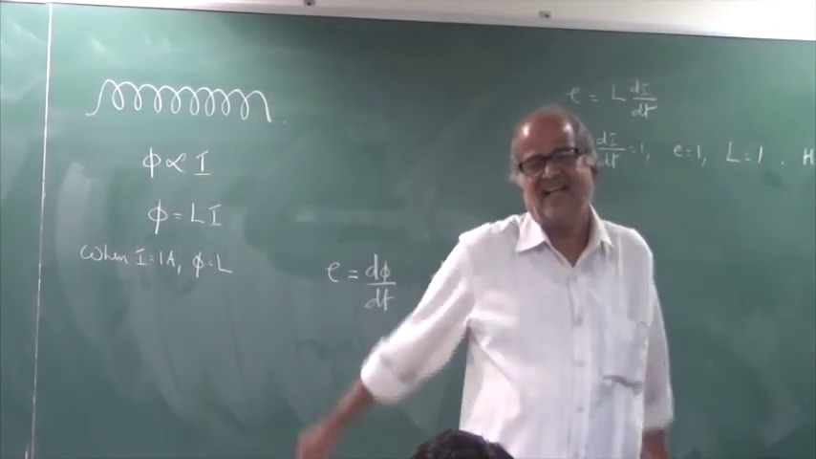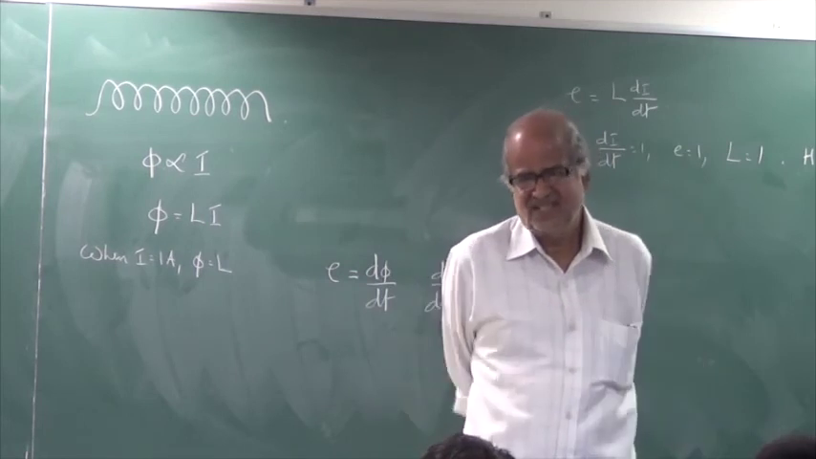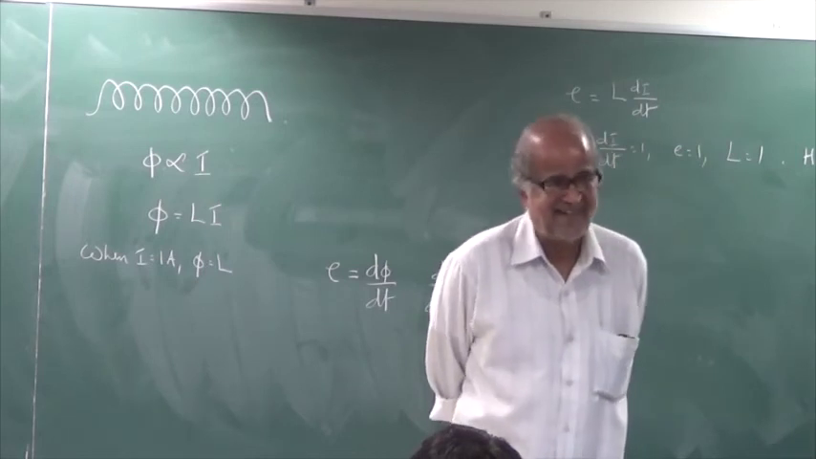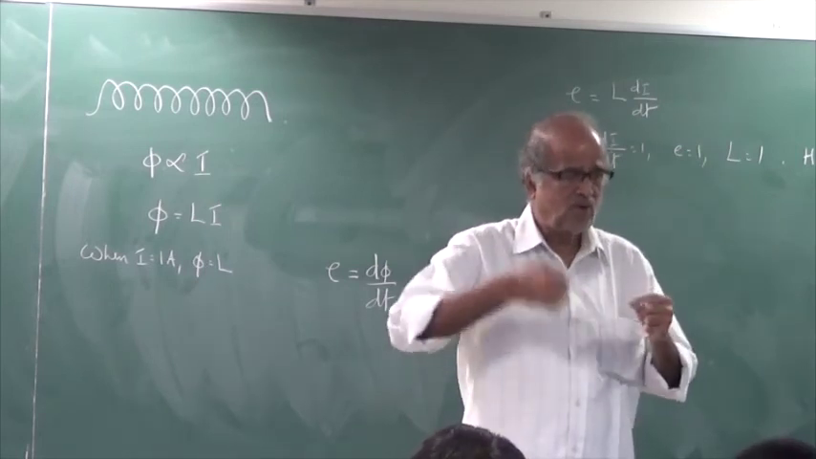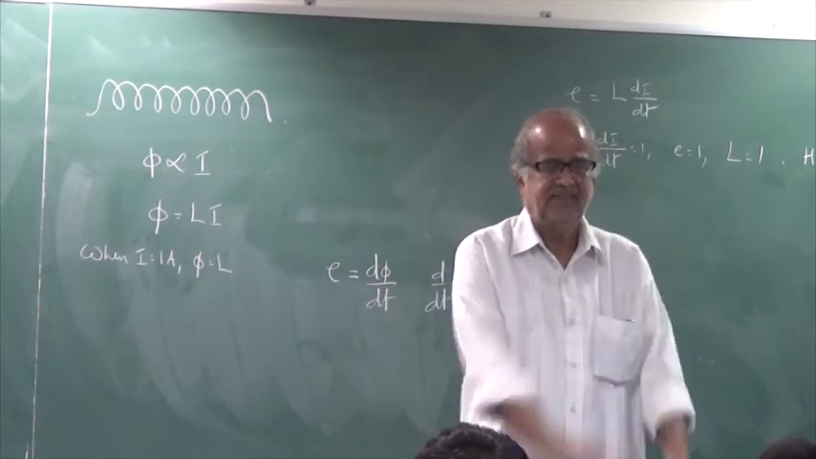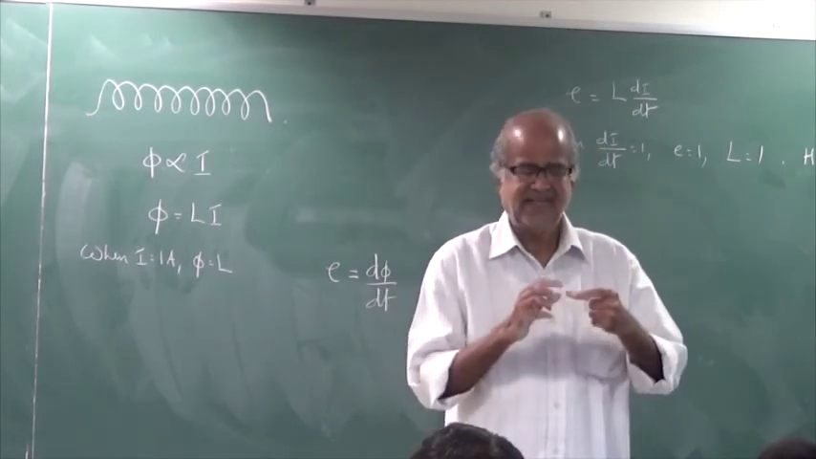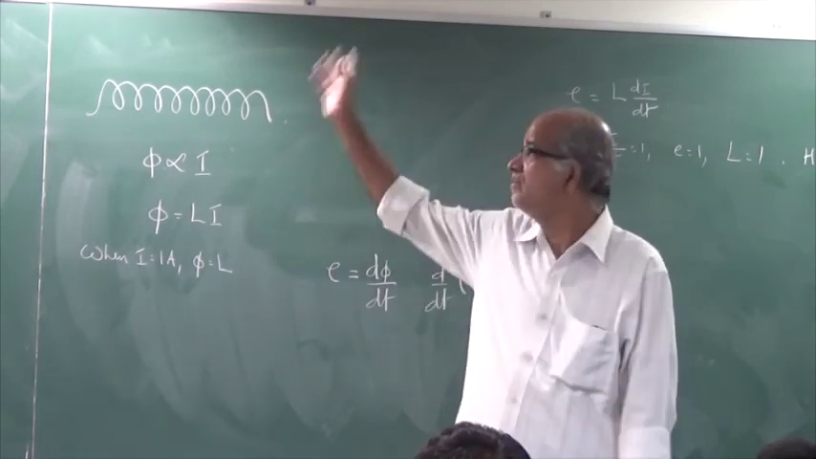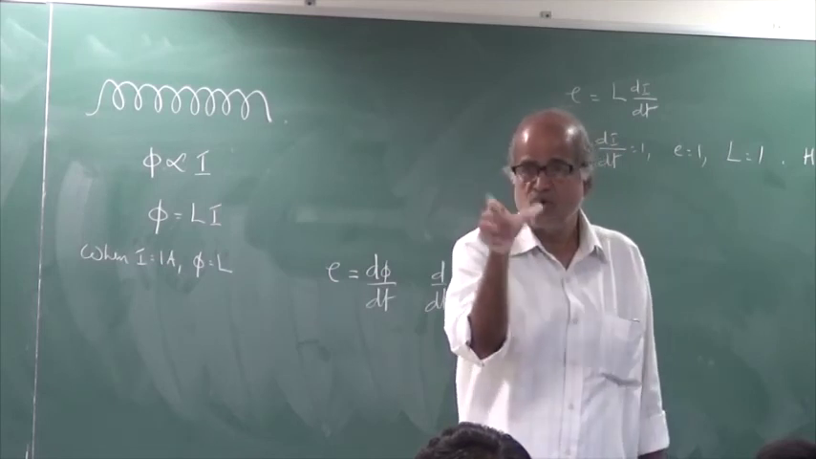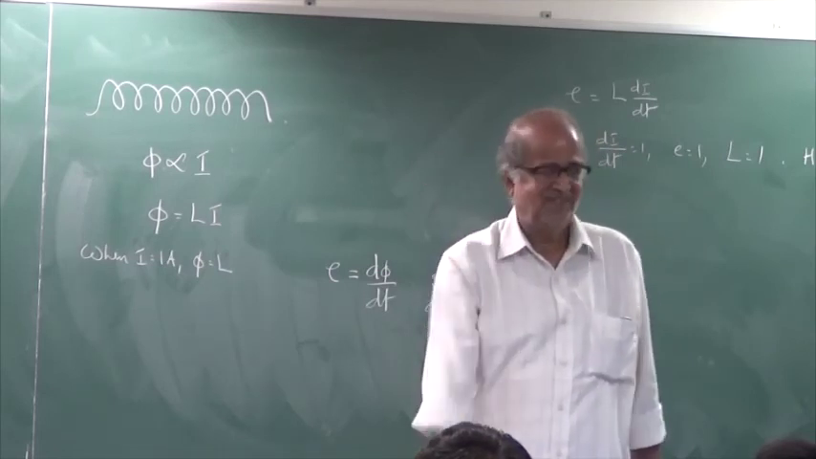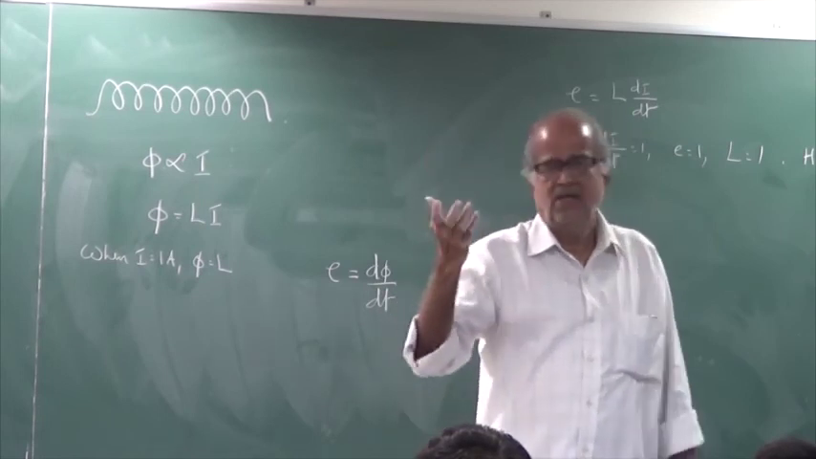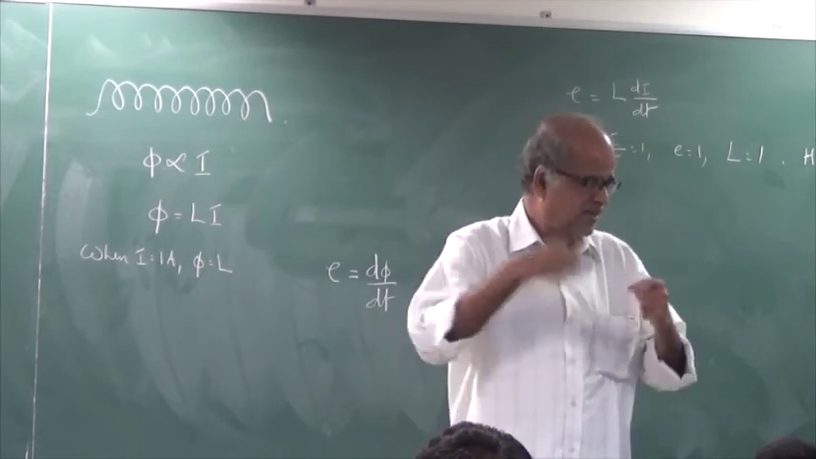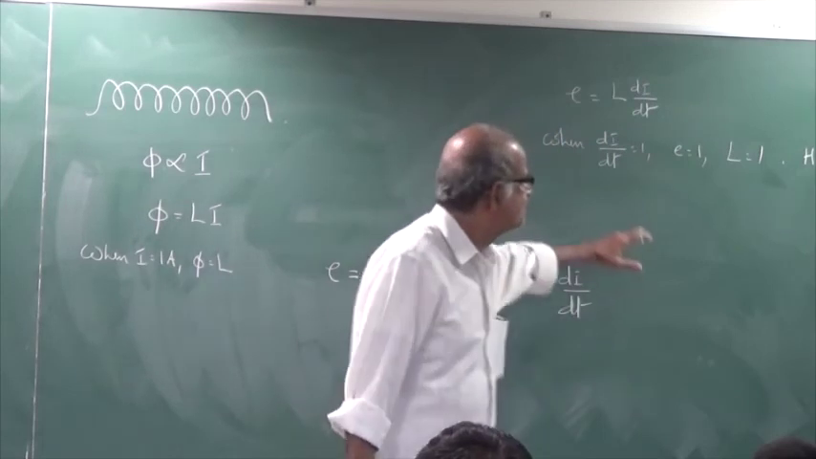Of course, 1 Henry is a large unit, so we make use of smaller units. 1 millihenry, 10 to the power of minus 3 of a Henry, 1 microhenry. Usually, air core coils have low value of inductance. To get higher inductance, they wind the coil on a soft iron core. For example, in your tube light, you must have seen what is called a choke coil. It's an inductance actually. It has an inductance of 1.2 Henry, say. It's wound on a soft iron core. Clear?